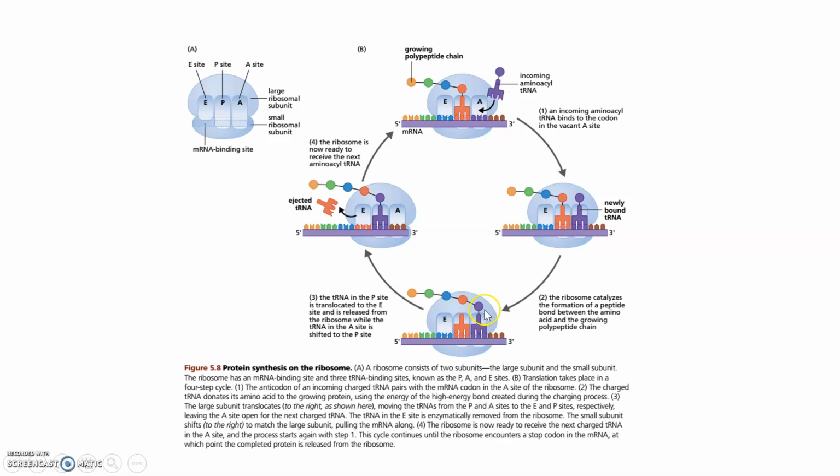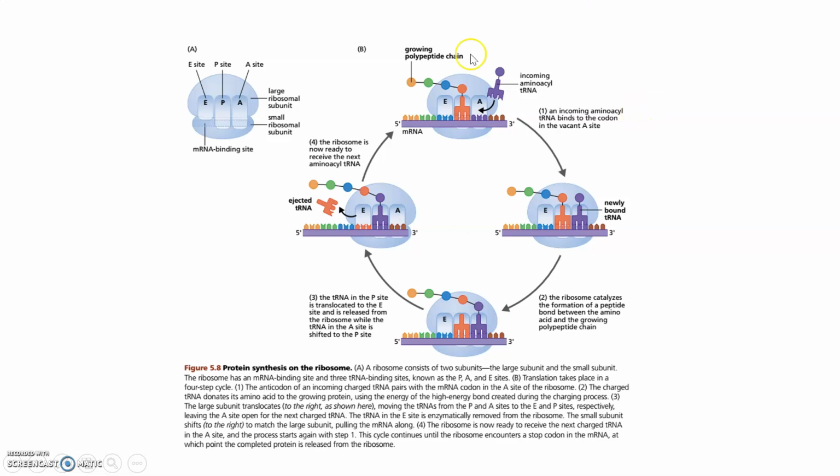3 nucleotides down, and this orange tRNA, which was originally in the P site, holding the growing polypeptide chain, when the ribosome shifts, ends up in the E site and is ejected. And now this purple tRNA is in the P site, ready to transfer the growing polypeptide chain to the next incoming tRNA that will enter the A site.